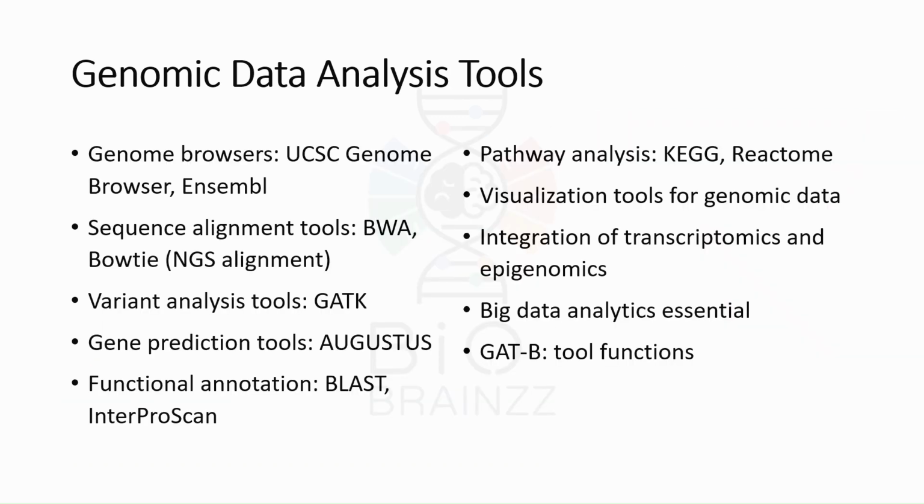Genomic data analysis involves tools used for analyzing genome sequences. Genome browsers like UCSC and Ensembl are used for visualization. Alignment tools like BWA and Bowtie are used for NGS data. Gene prediction tools like AUGUSTUS are also important for GAT-B. Remember the function of major tools.